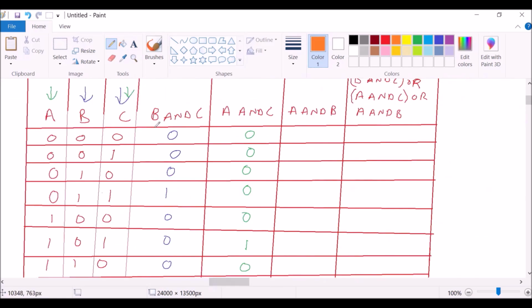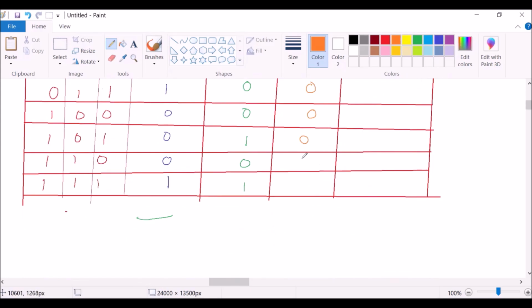Now we go to A and B. A and B are these two columns. 0 and 0 should give us a 0, twice. 0 and 1 should give us a 0, twice. 1 and 0 should give us a 0, twice. 1 and 1 should give us a 1, twice.